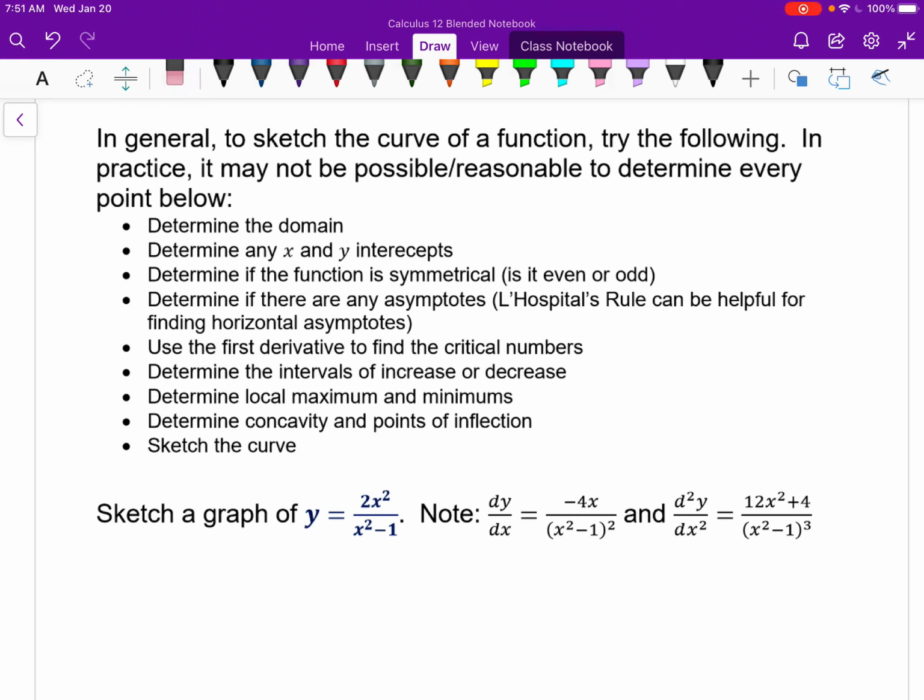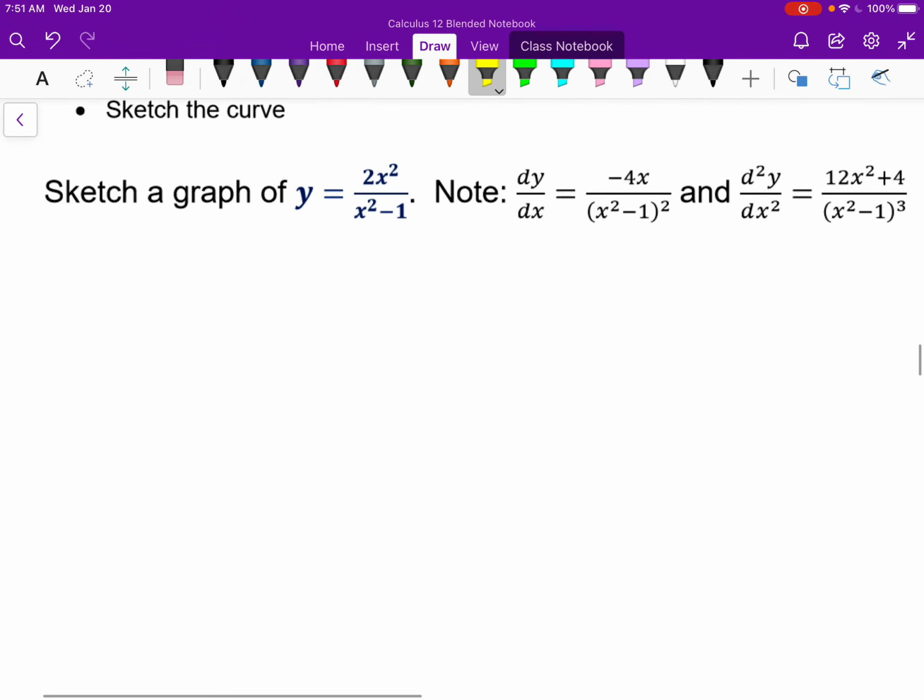And as it says, it may not always be possible or reasonable to determine every one of these points below. The more we can figure out, the more information we have, and the more we can start to visualize what this graph must look like. Okay, the first thing I want to do, though, is find the domain.